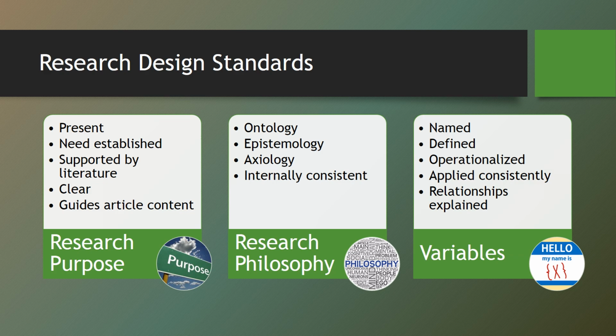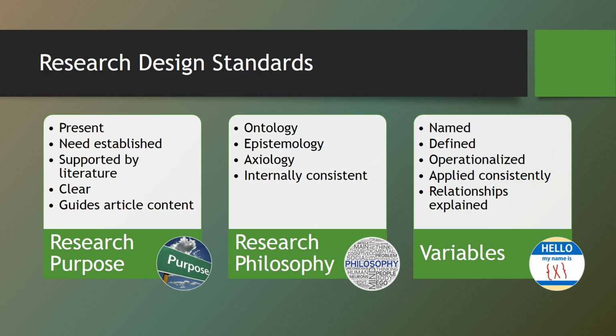There are many different components of research design. As recommended by UMUC, there are generally 7 areas. First, research purpose. The research purpose needs to be present, have need established, be supported by literature, be clear, and should guide the article content.